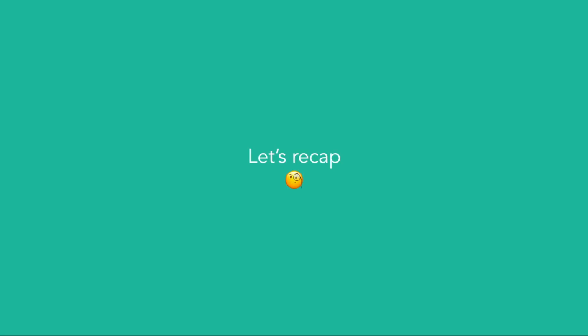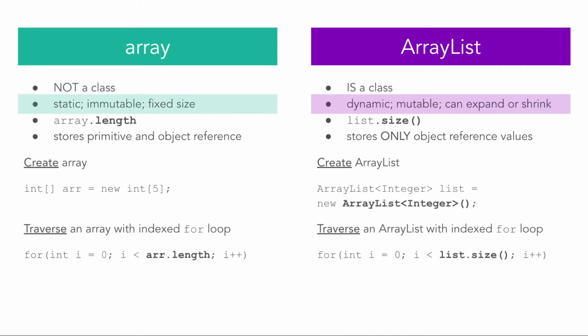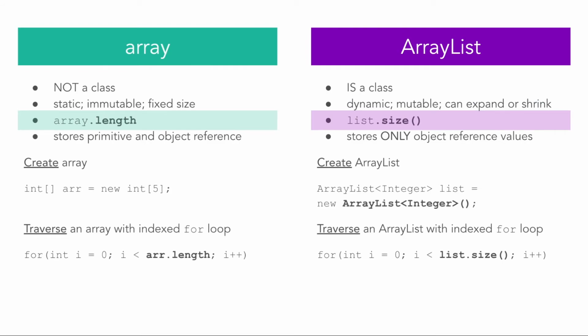Let's recap. An array is not a class. An array list is a class. An array is static, immutable, and has a fixed size. An array list is dynamic, mutable, and it can expand or shrink. Array.length returns the number of elements in the array. List.size returns the number of elements in the array list.